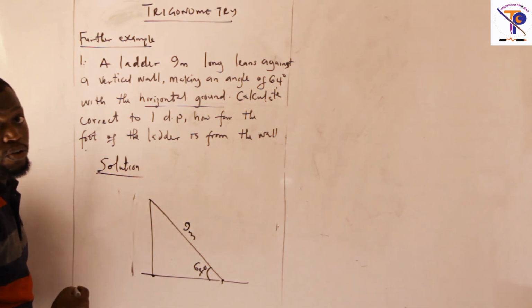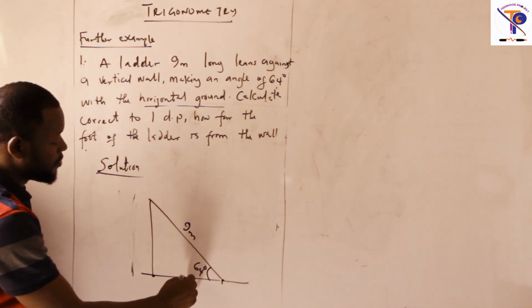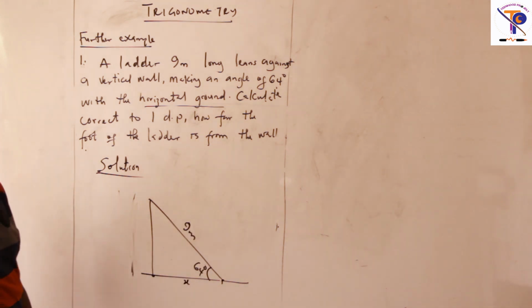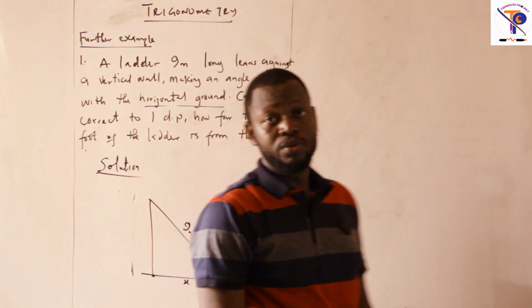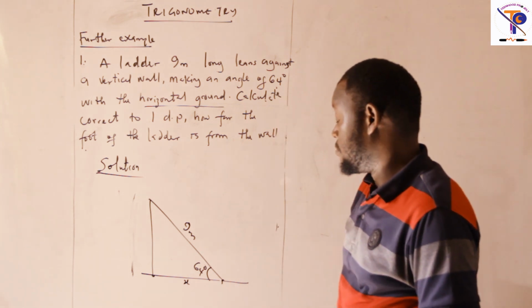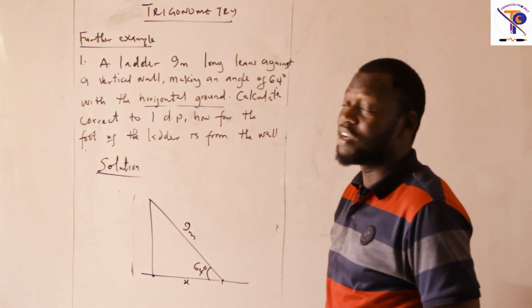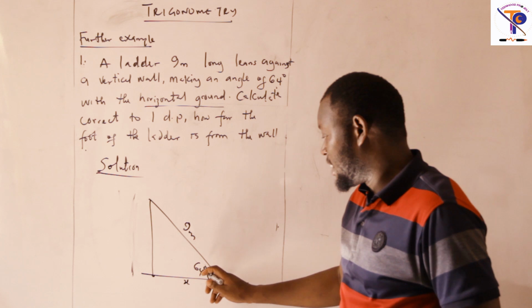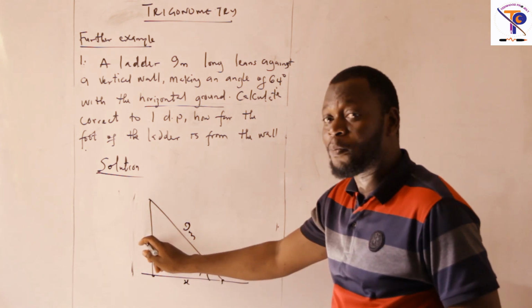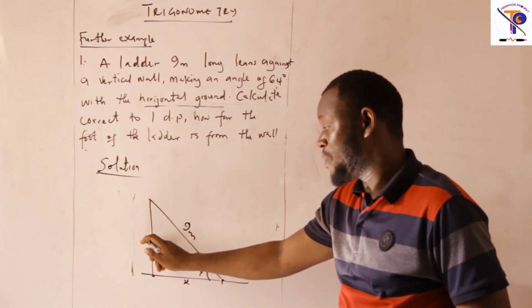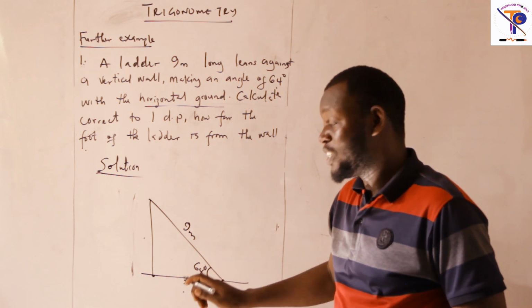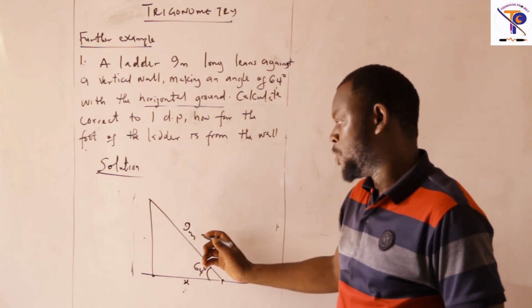This is the wall. So how far? So we are solving for this side. So what do we do? Then we think. Best thing here, Sohcahtoa. We have, this is our angle. Obviously, this is our opposite. We discussed it the last time we had a class. Then this is your adjacent. So once this is your adjacent, we all know this is our hypotenuse.